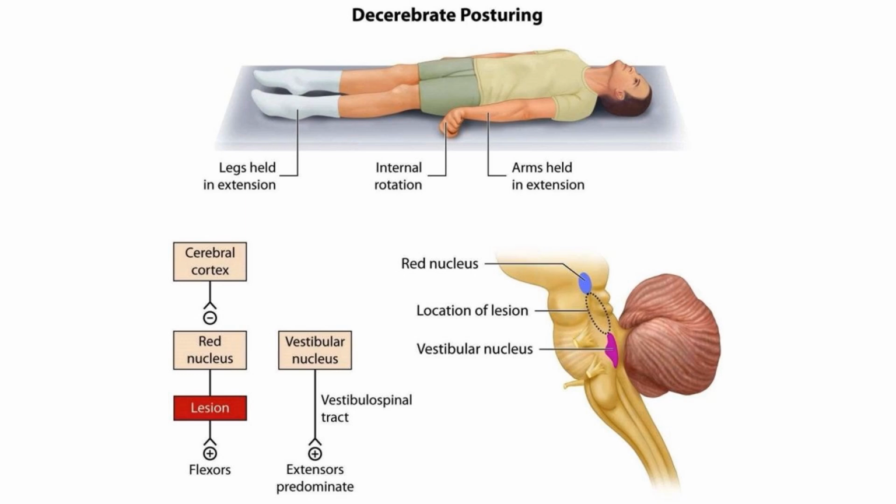So this is the inhibitory influence from the red nucleus over the vestibular nucleus that is lost. So the vestibular nucleus is more excited.